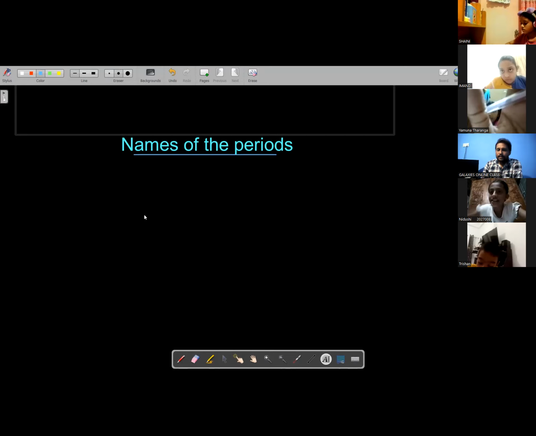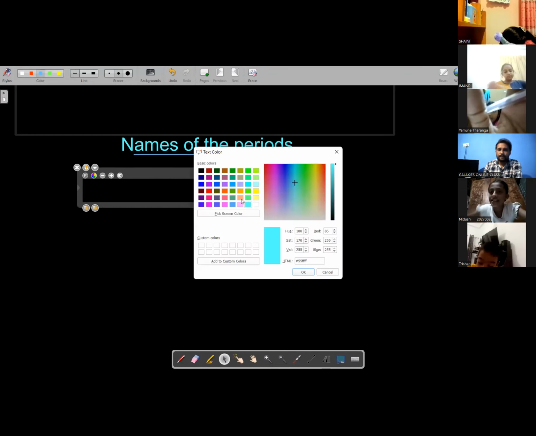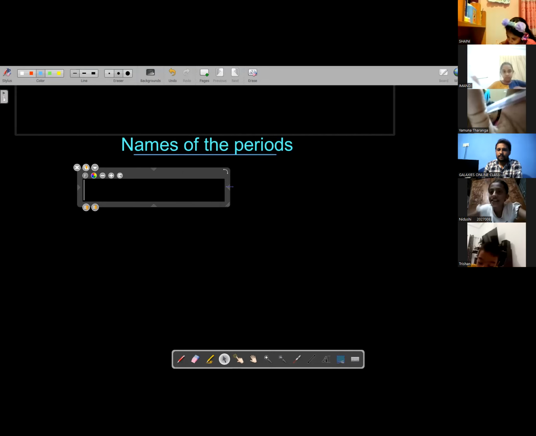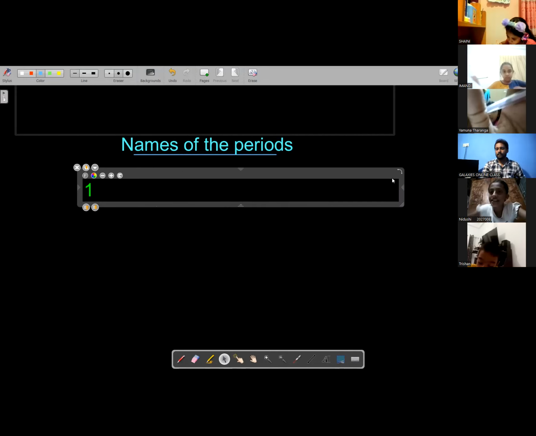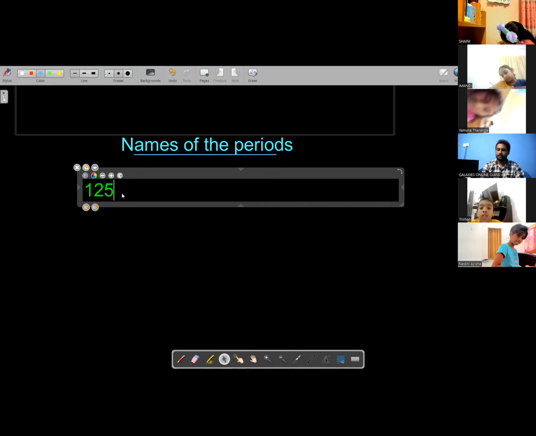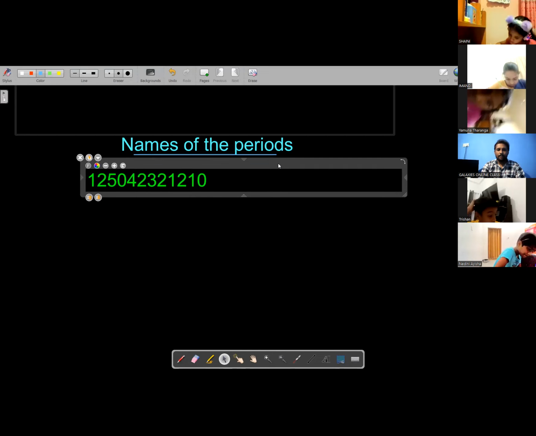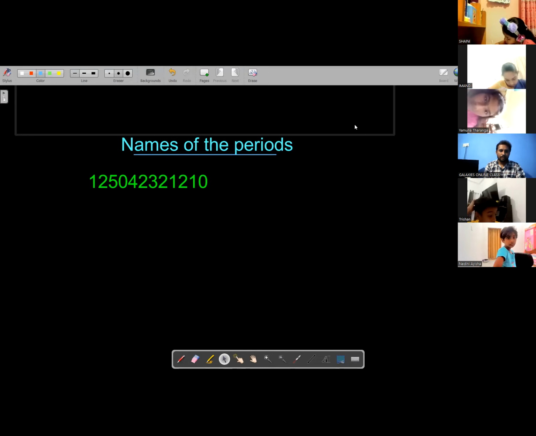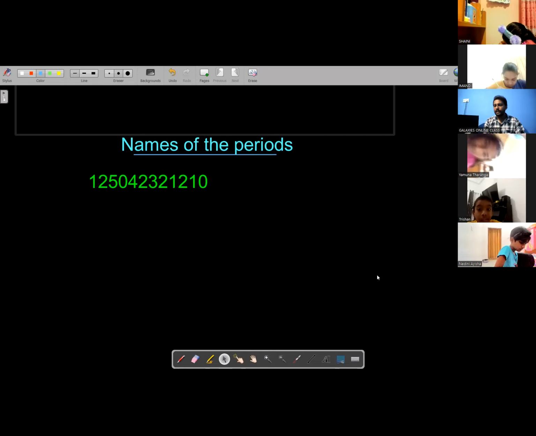Now look at, I will write a number. Look at this number. Right. Now quickly write down this number in your book. It has how many digits? First you count it. 1, 2, 3, 4, 5, 6, 7, 8, 9, 10, 11, 12. Okay, there are 12 digits in this number. Let's first write this number quickly.